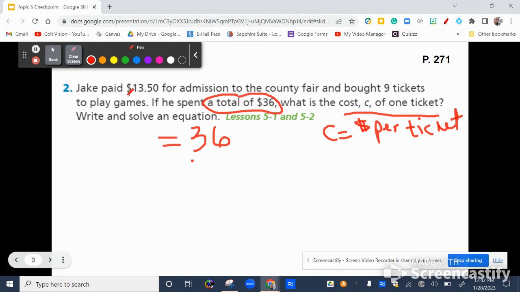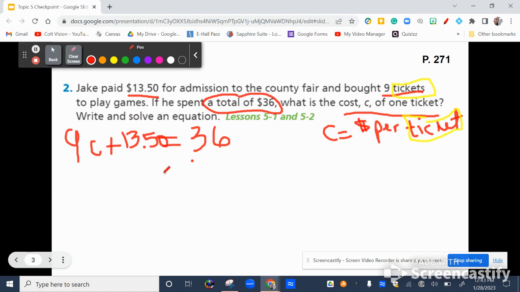Well, he paid $13.50 for the admission and then bought 9 tickets. So I notice that these tickets and the variable, the cost per ticket, go together. So I'm going to multiply the 9 times the cost per ticket, and then I'm going to add the $13.50 because that's the other cost, to get the total cost of $36.